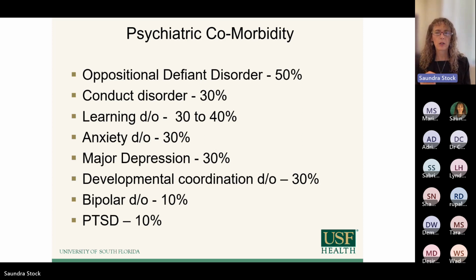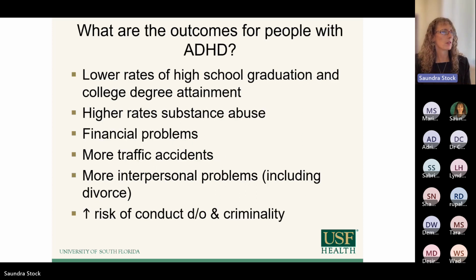Their cerebellar vermis is smaller. They have timing deficits. They're tripping. They're falling. They can't do things very well. And about 10% have bipolar, and about 10% have post-traumatic stress disorder. So they may be comorbid, or it can be hard to tell if it's ADHD at all and instead it might be trauma. So we'll get to that in a few minutes.